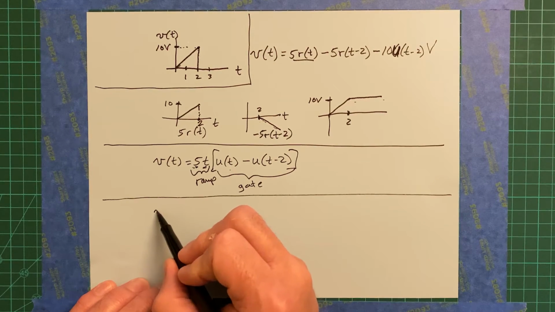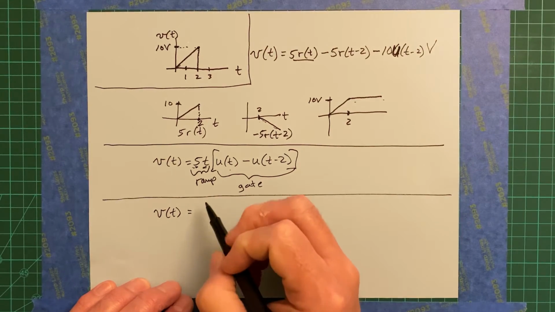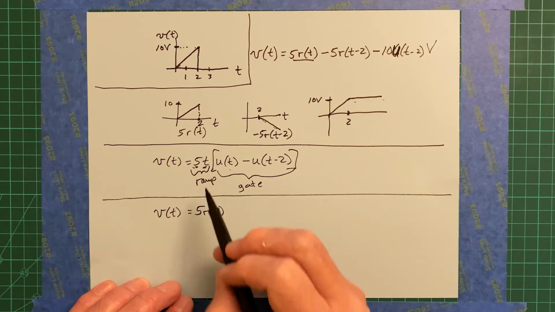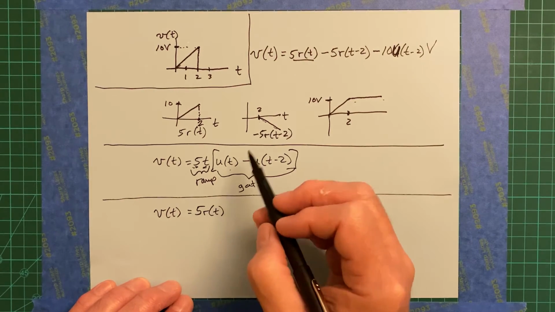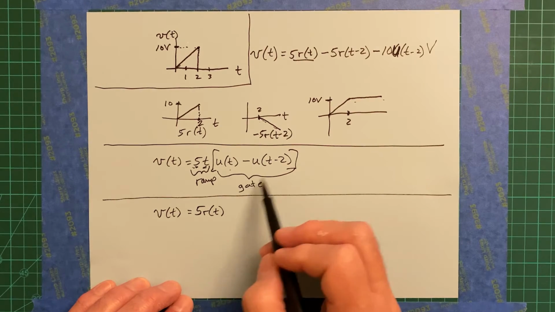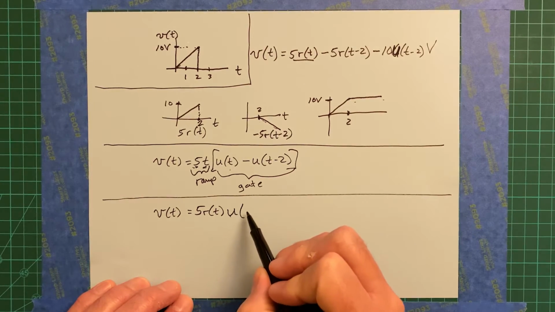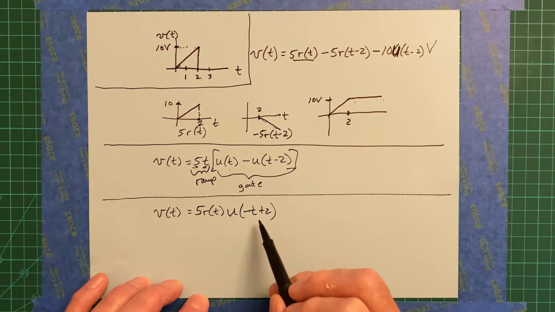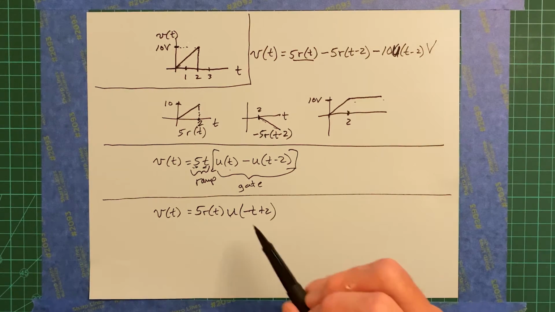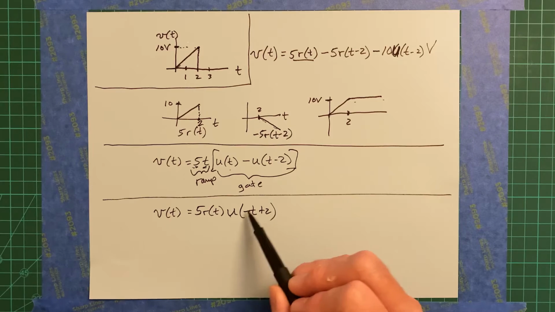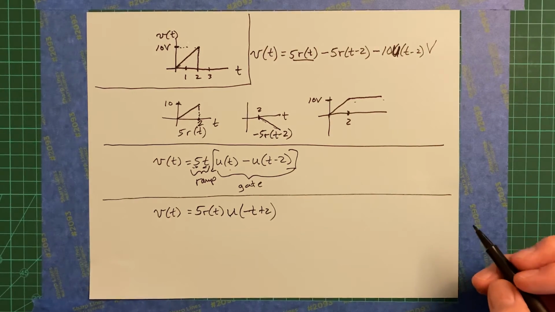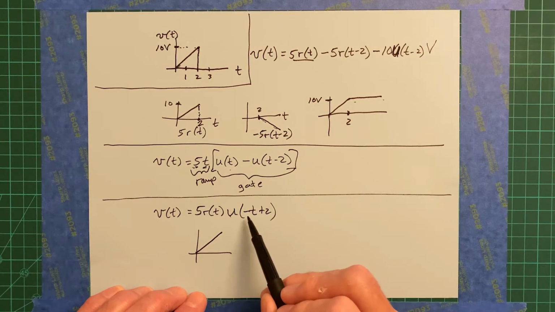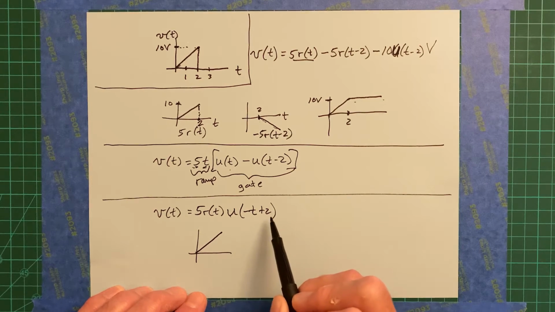We could have written it this way: v(t) is equal to 5r(t). That would be the ramp portion here. But let me show you a trick when it comes to this unit step gate function here: u(minus t plus 2). Now the minus t plus 2, remember the step is 0 when what's in the parenthesis is negative. The ramp itself is just going to go up forever, but we need to control when it starts and when it stops by the unit step.